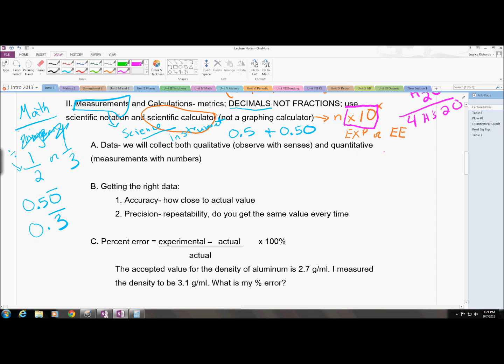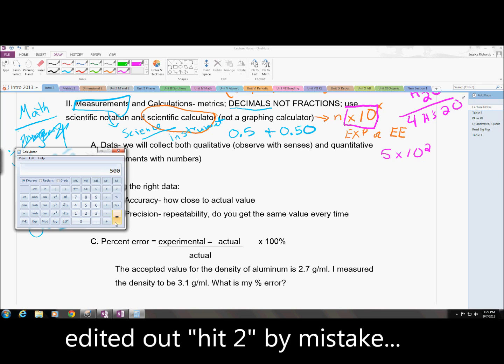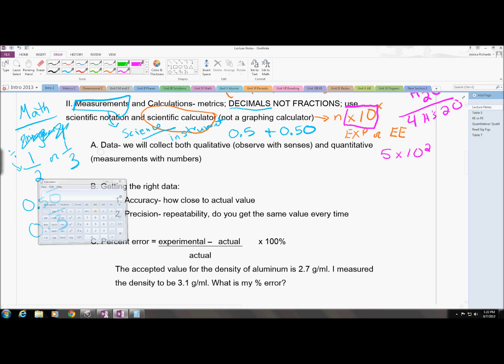So if I wanted to put in 5 times 10 to the second on a scientific calculator, I do 5, times 10 to, so the EXP is your times 10 to button, and then I hit the equal, and I get 500, because that's what this means. Times 10 to the second, positive integer, you're going to move that decimal point over 2 places, so that number really means 500. We'll practice using the scientific calculators in class. I'll show you the different ones that we have.